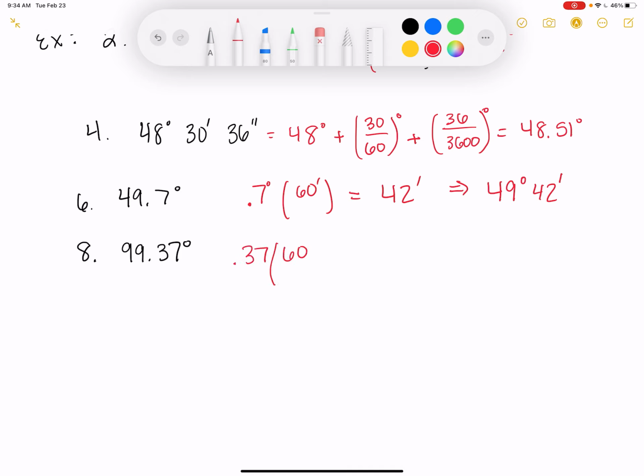So this is going to be 60 minutes. Okay, so this was 0.37 degrees times 60 minutes gives us what? 22.2 minutes. Now, I can't have this 0.2 at the end, so now I'm going to take the 0.2 to get my seconds. So 0.2 minutes times 60 seconds gives us what? 12 seconds. So then the final answer would be 99 degrees, 22 minutes, 12 seconds.